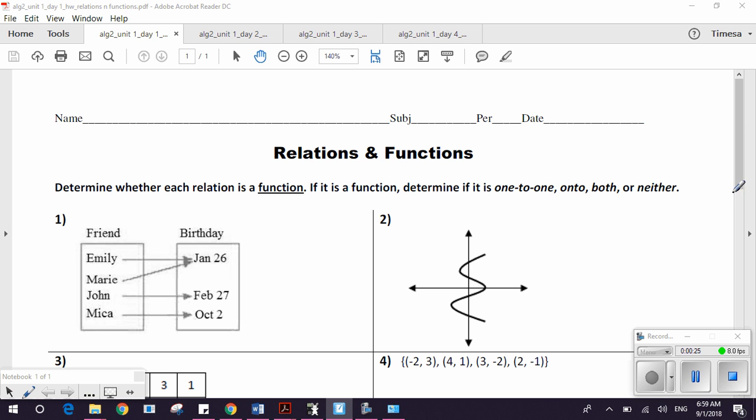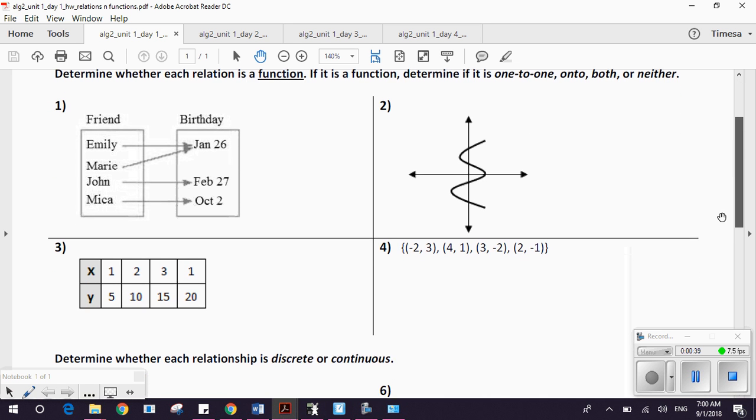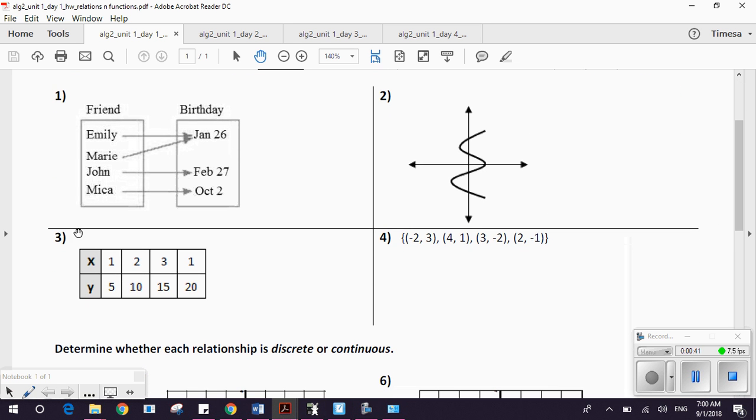Alrighty, our first set of instructions asks for us to determine if the relation is a function, and if it is a function, determine if it's one-to-one, onto, both, or neither. So number one, the domain is friends, the range is birthday. So Emily and Marie both share the same birthday, which is okay. So the x's have its own y, which makes it a function.